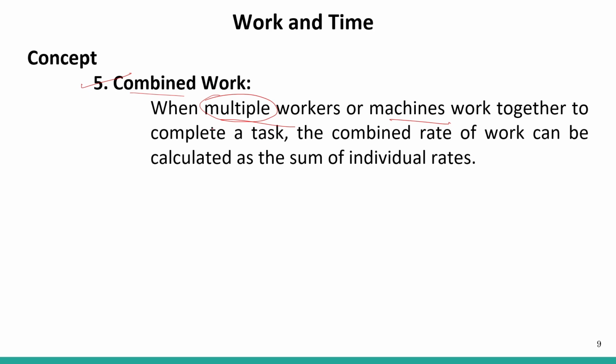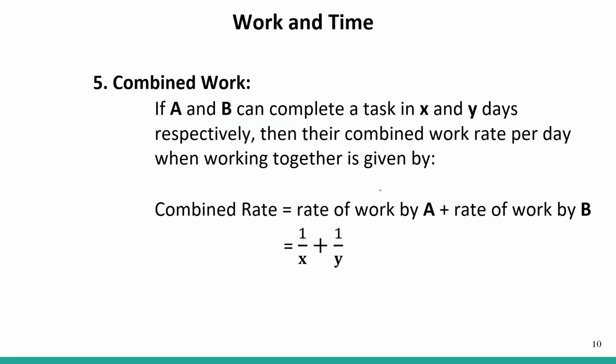They work together to complete a task. The combined rate of work can be calculated as the sum of individual rates. So let's see how. If A and B can complete a task in X and Y days respectively, then their combined work rate per day when working together is given by 1 by X plus 1 by Y. So combined rate is equal to rate of work by A plus rate of work by B. Rate of work by A is equal to 1 by X and rate of work by B is equal to 1 by Y.